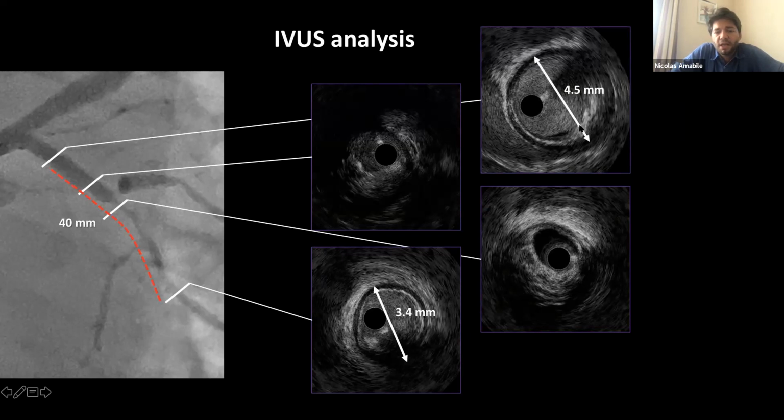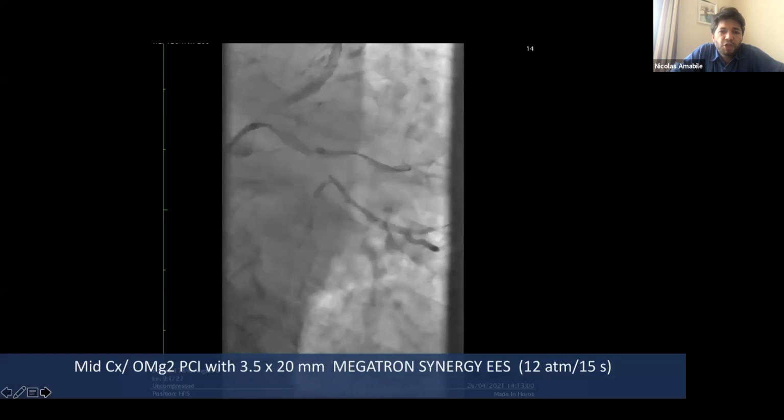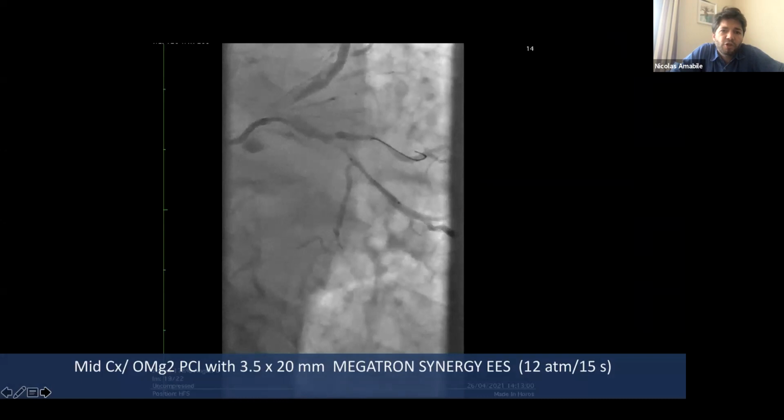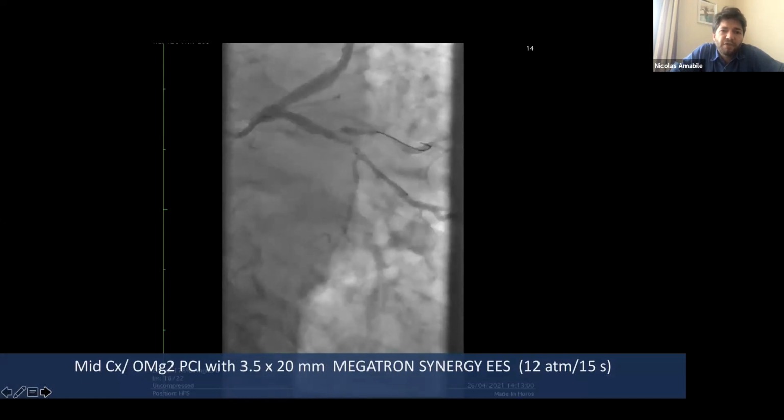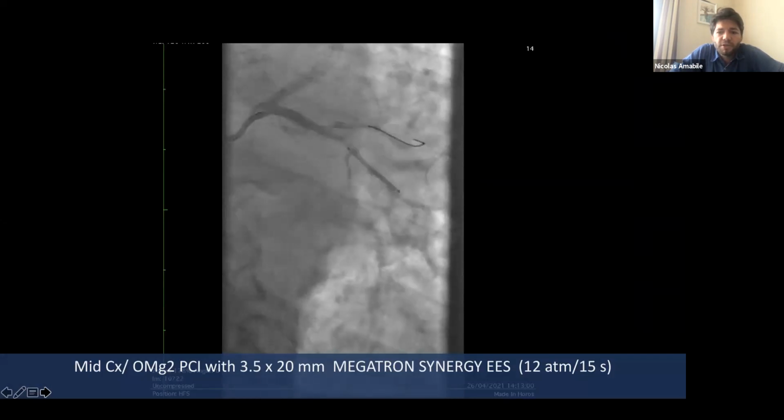So based on all these findings, we decided to use at least 3 stents, because we don't have in France at the time a stent that is long enough to cover all the lesions. So we use 1 stent here, 1 stent here, and 1 stent here. The implantation of the distal stent in the second marginal branch is not very complicated. We used a 3.5 by 20 Megatron Synergy everolimus stent. We picked this one because the diameter was 3.5.